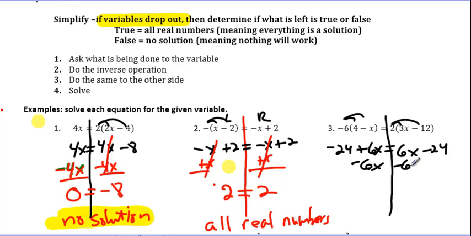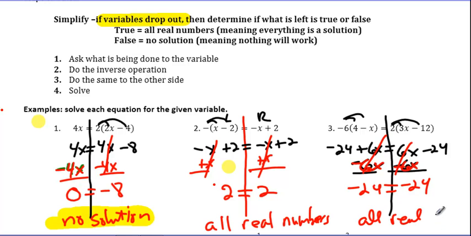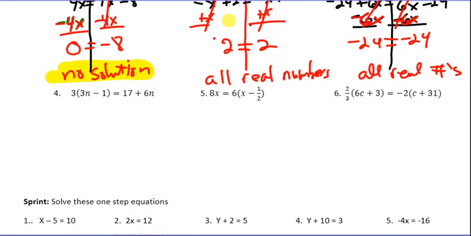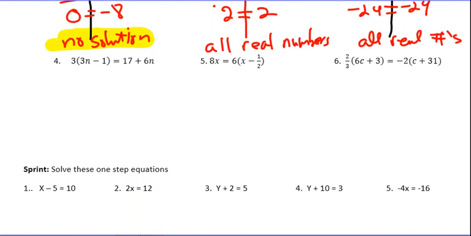Alright, in this case, move the smaller to the larger. And once again, I have same size, so they both cancel out. I end up with negative 24 equal to negative 24. Is that true? Yes, it is. This is all real numbers. Again, it's infinitely many solutions is another way of saying it. They both mean the same thing.